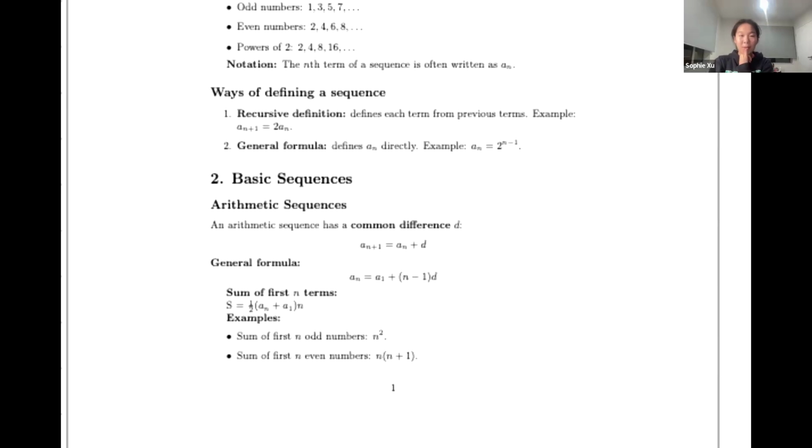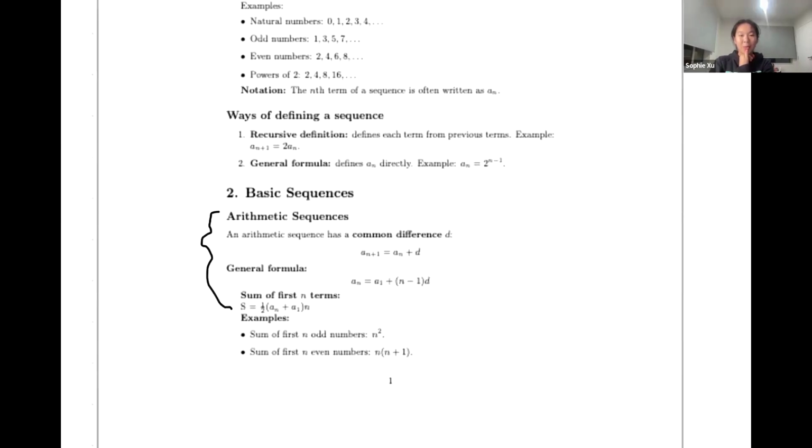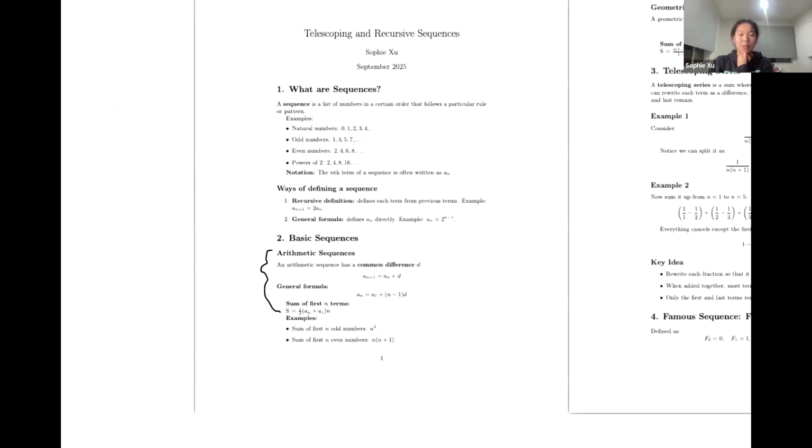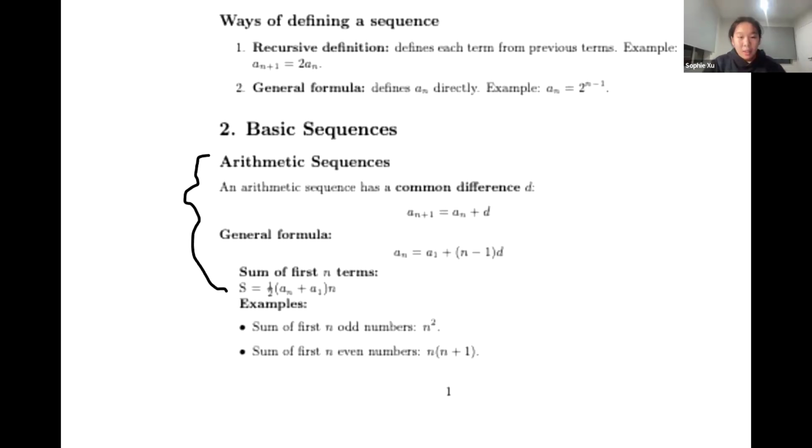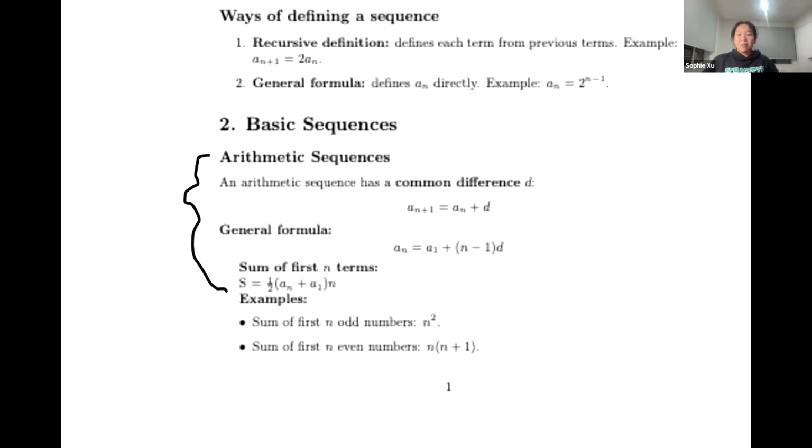Last time we talked about arithmetic sequences and how to get the sum of them, right? And we know the sum of the first n terms is (a_n plus a_1) divided by 2, times n. That is, the nth term plus the first term, divided by 2 and then times n, right?